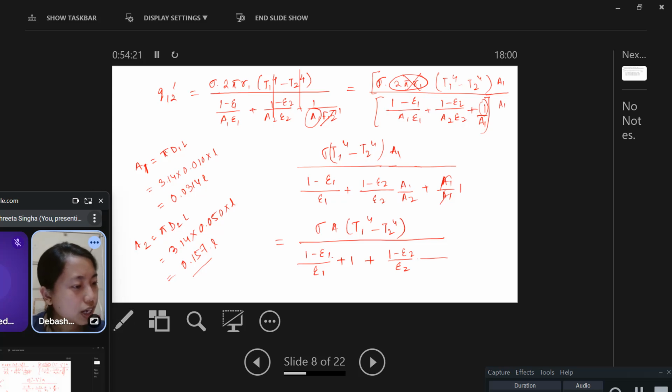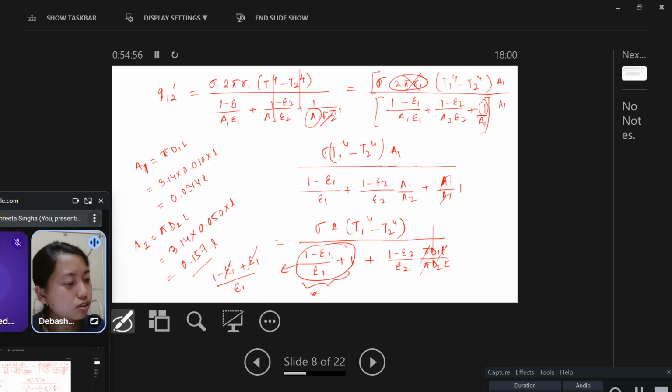A1 and A2 is pi d1 L divided by pi d2 L. So L, pi will be cancelled, d1 by d2 will remain, and then you can simplify this thing. This one can be written as this one, epsilon 1 minus epsilon 1 plus epsilon 1. So this will get cancelled. So this thing will only reduce to 1 by epsilon 1 plus this into d1 by d2.